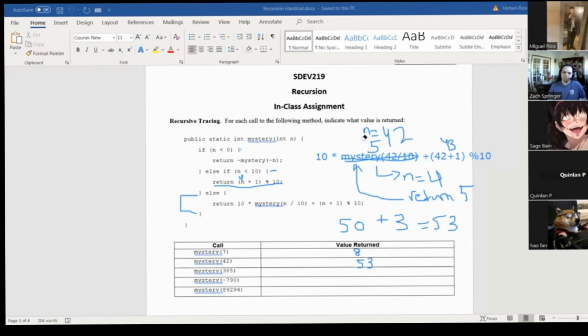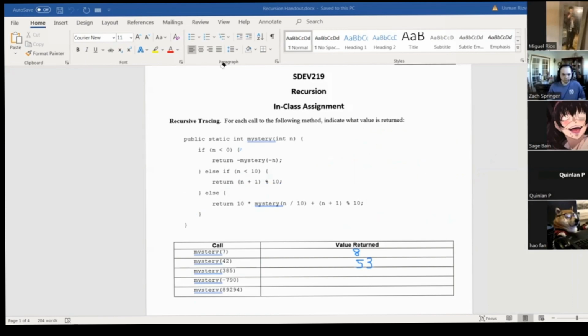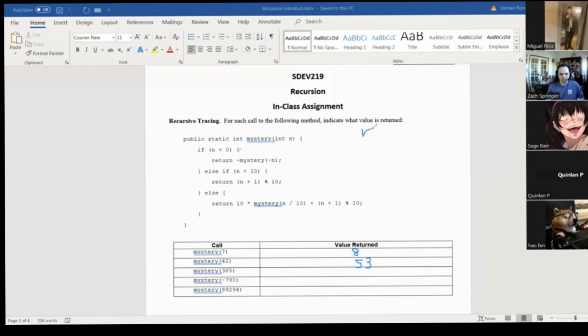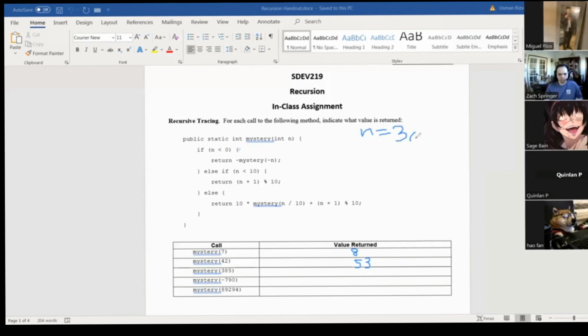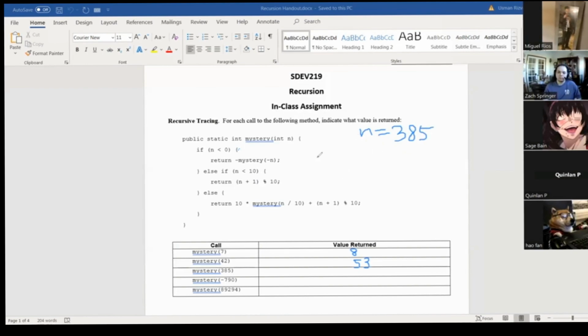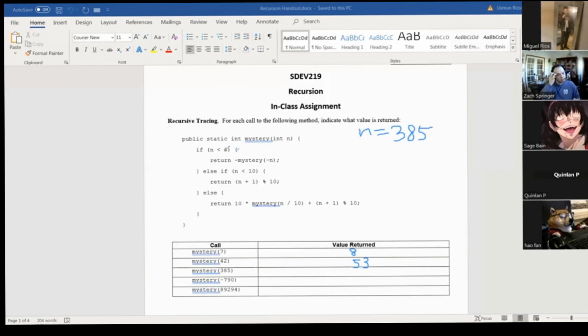So let's move on to the next one. I'm going to delete all of that. Next we have n equals 385. So we have a big number, and I think in this case we'll have multiple recursions. So n equals 385. This is not less than 0.